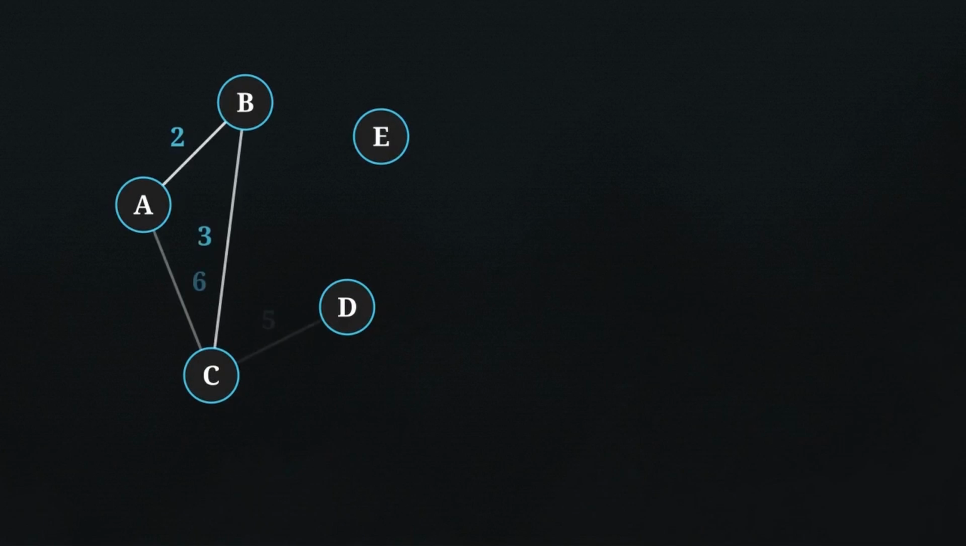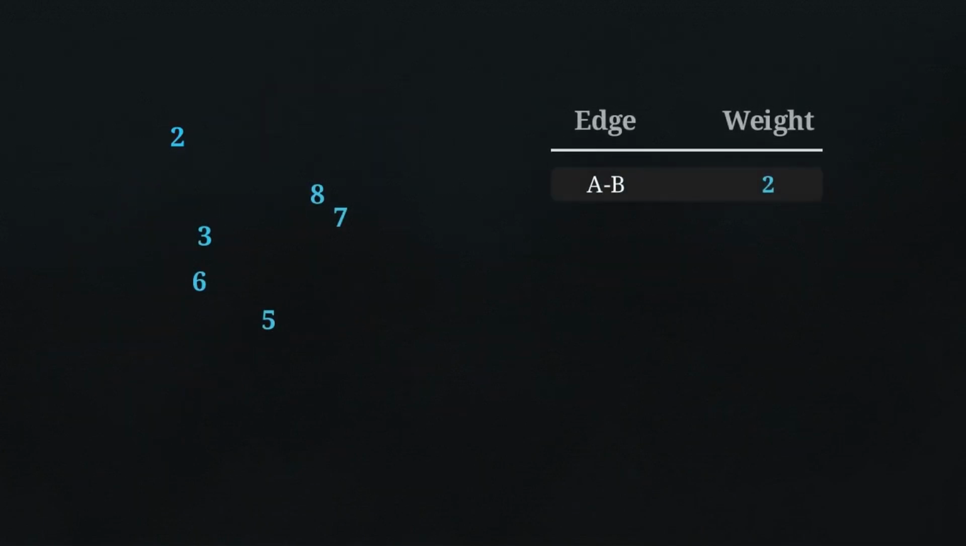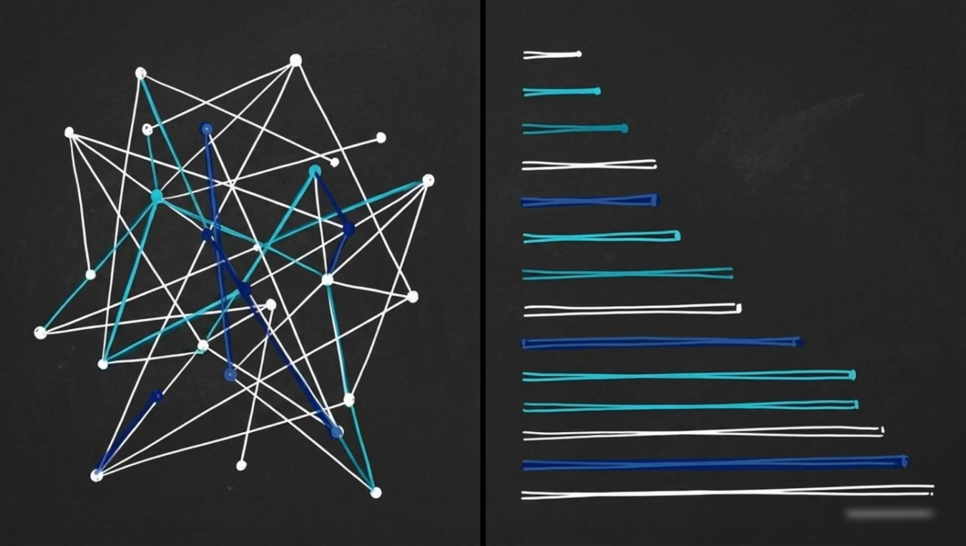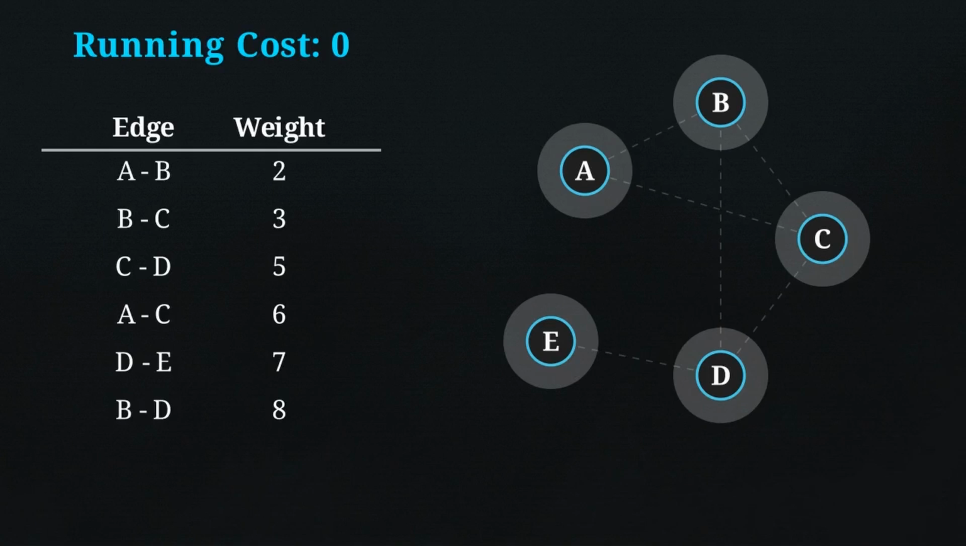Let's run the algorithm on a graph. We have 5 nodes, A through E, and edges with defined weights. Kruskal's first step strips away the spatial geometry, organizing the raw data into an edge list. Then we sort the edges by weight in ascending order. This process converts a spatial geometry problem into a linear sorting task. At the start, every vertex belongs to its own set. We begin at the top of our sorted list.